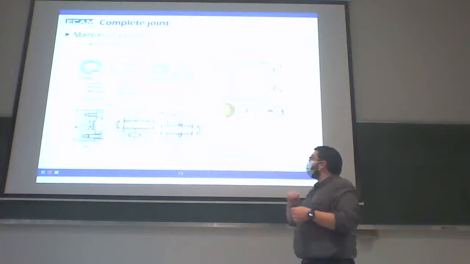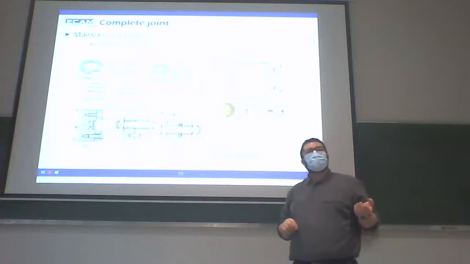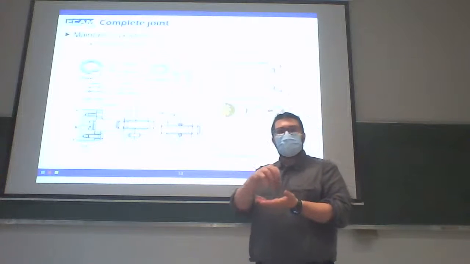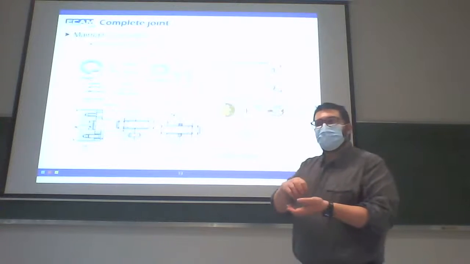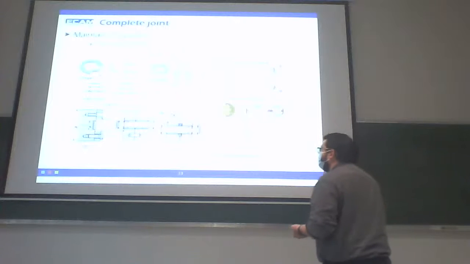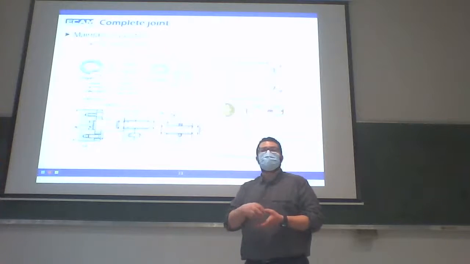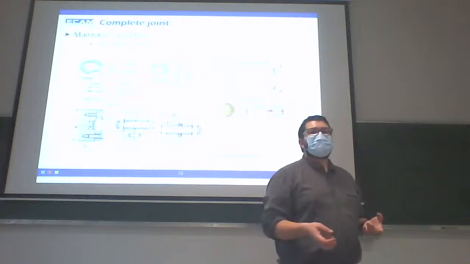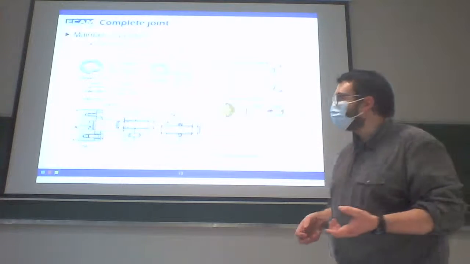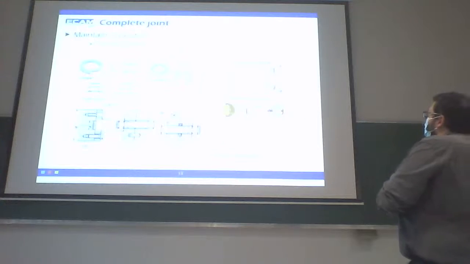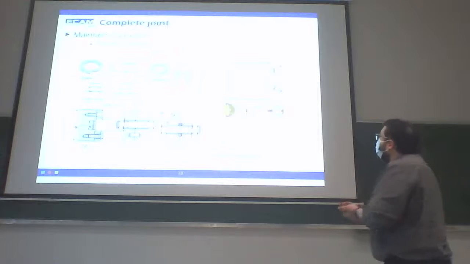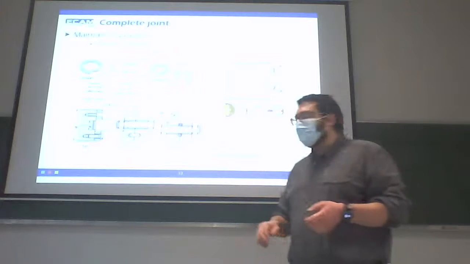Another example, solution 7, lock nut. We'll use two nuts, one beyond the other one. The second one is named a lock nut, and it will stop the rotation of the first one. Solution 8, lock nut with lock washer.